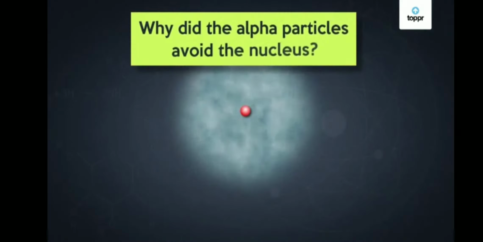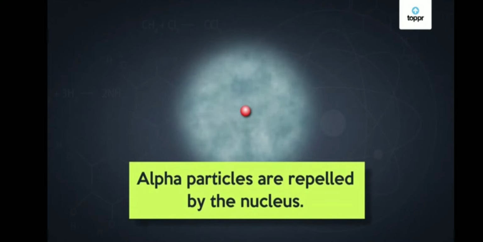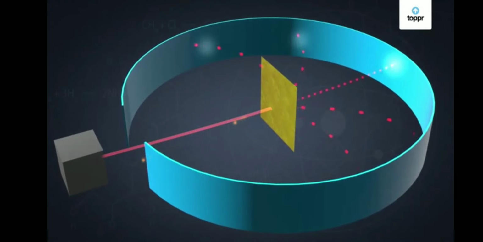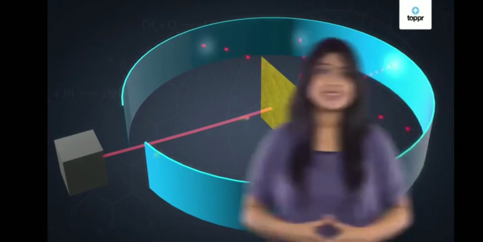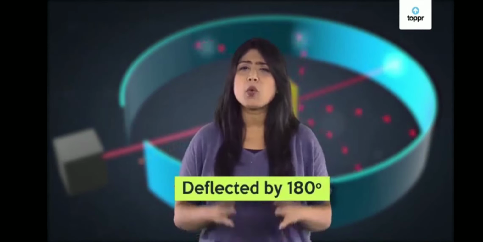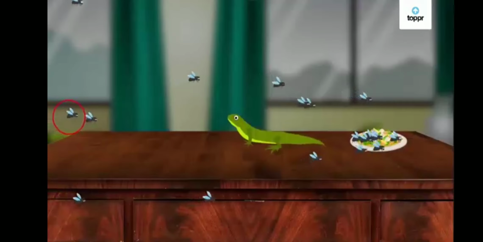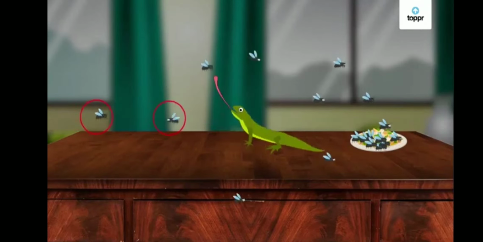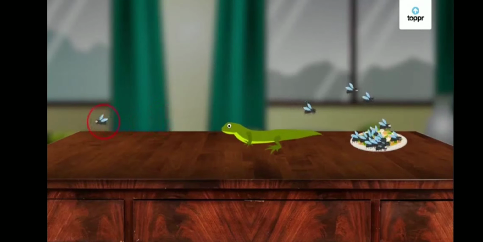But why did the alpha particles avoid the nucleus? Can you guess? Well, it's because they were repelled by it. This means that the nucleus is positively charged like the alpha particles. This also leads us to understand why some alpha particles rebound by 180 degrees. They are repelled to the maximum extent when they head directly towards the nucleus. This is why they are deflected by 180 degrees. That's what happens to the flies too. Otherwise, they would end up directly into the lizard's mouth.